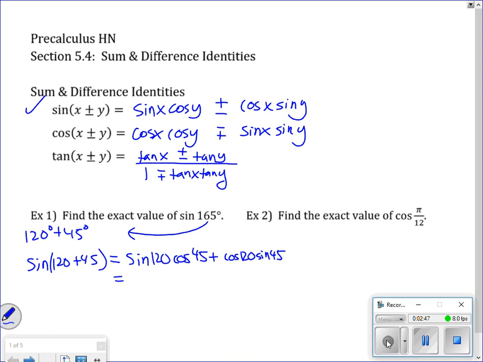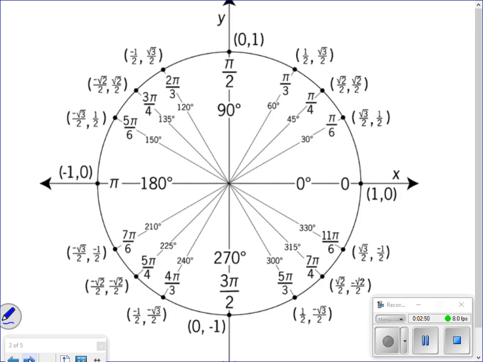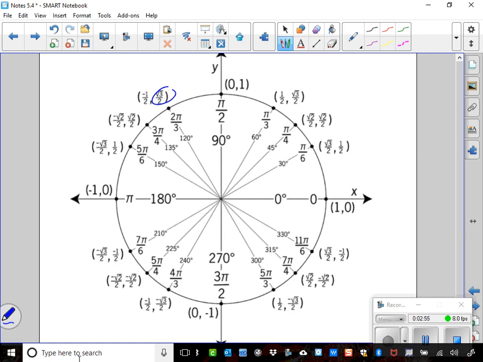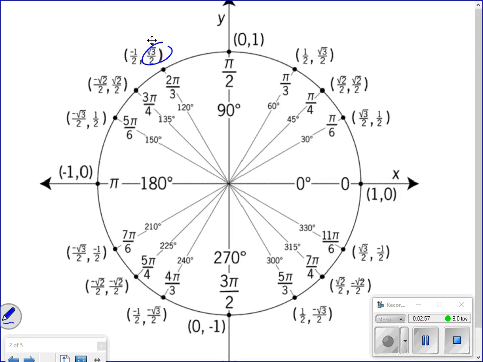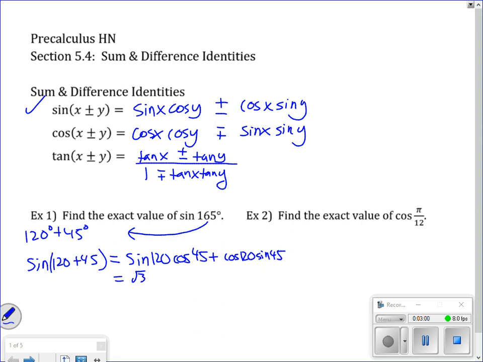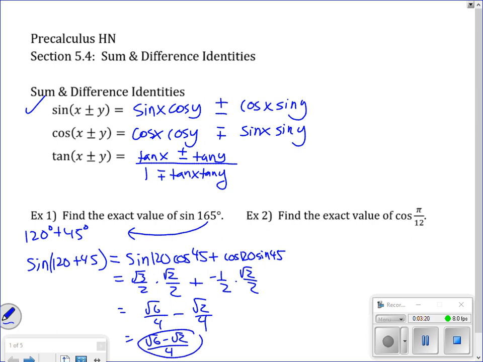All right, so I need the sine of 120 degrees. So at 120 degrees, my sine is right there, radical 3 over 2. So I need radical 3 over 2. Cosine of 45 is radical 2 over 2. Cosine of 120 is negative 1/2, and the sine of 45 is radical 2 over 2. So I end up getting the square root of 6 over 4 minus the square root of 2 over 4. So I basically have the square root of 6 minus the square root of 2 over 4. And that would be the exact value for sine of 165.